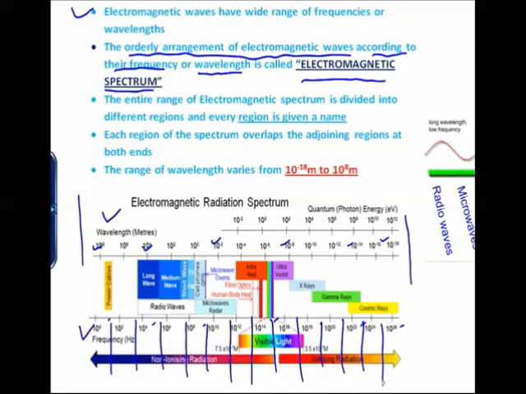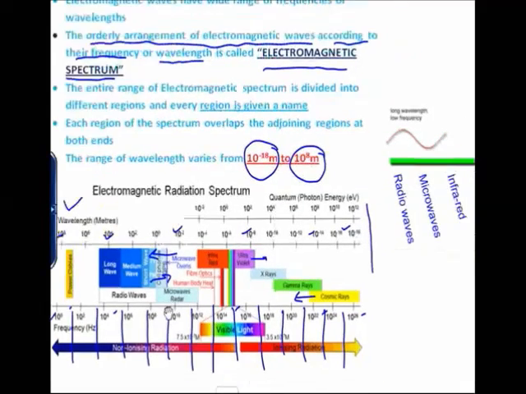The regions of the electromagnetic spectrum overlap into the adjoining regions. You can see that the radio waves overlap into the microwave region, whereas a part of the microwave region overlaps into the radio wave region. Similarly, a part of ultraviolet rays goes into X-rays, whereas a part of cosmic rays has entered into gamma rays. The range of wavelength varies from 10 raised to minus 18 meters to 10 raised to 8 meters.